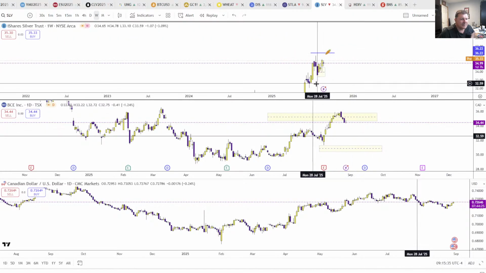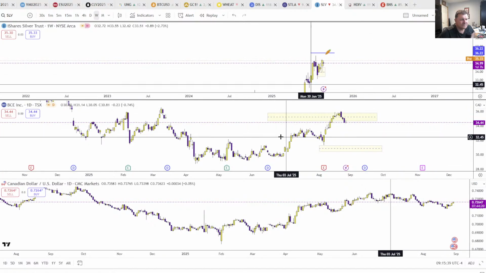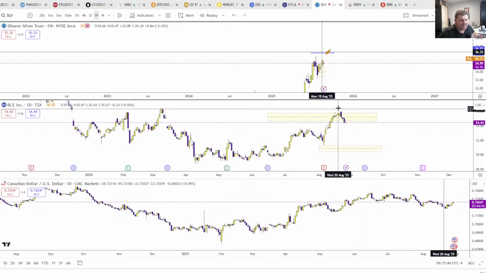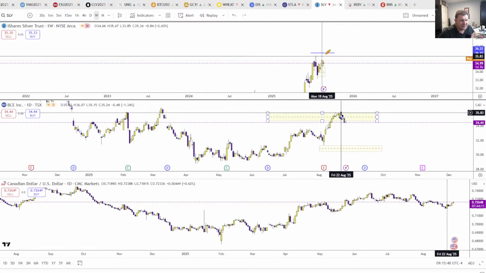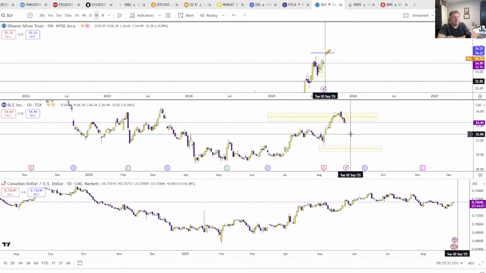Looking for the next upside carrot in silver. Got our change in direction that hit the upside objective we were looking for. Just cleared it, and then we're back inside. We've tapped it.